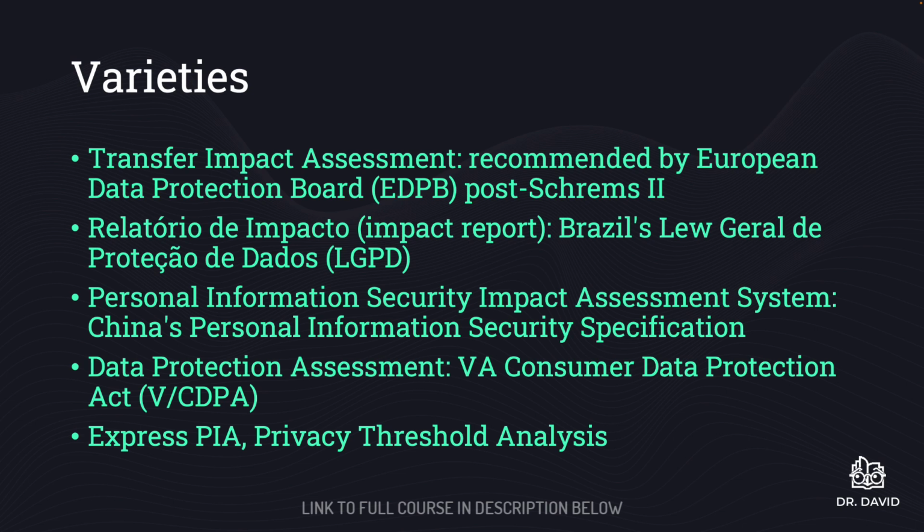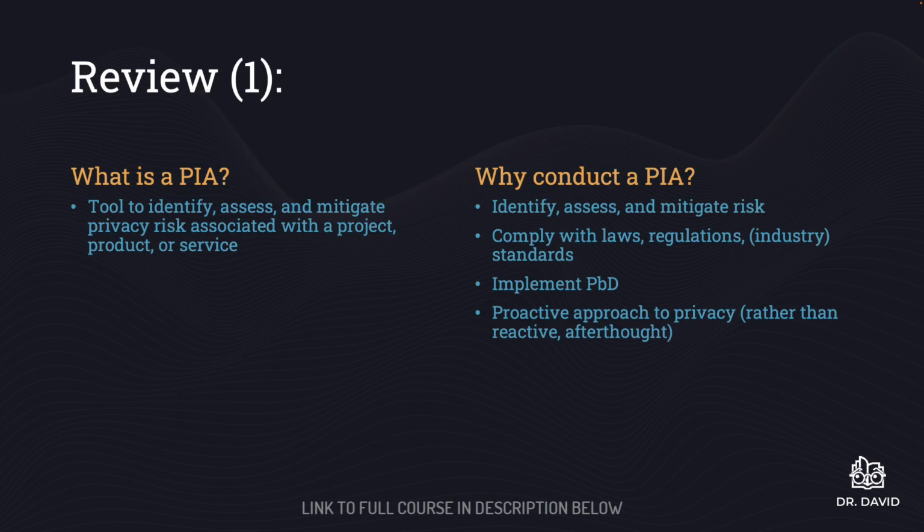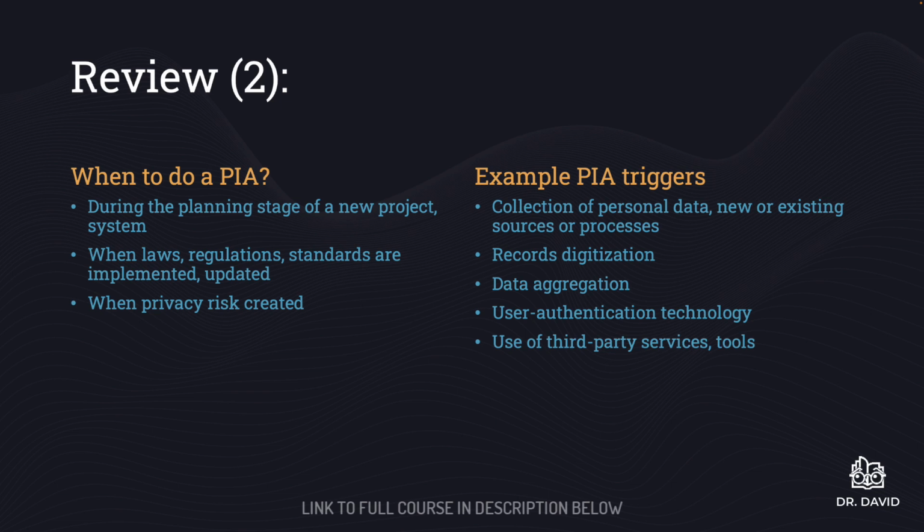In this lecture, we went over what a Privacy Impact Assessment, or PIA, is. A PIA is a tool or process used to identify, assess, and mitigate privacy risk associated with a project, product, or service. Again, we conduct PIAs to identify, assess, and mitigate risk, to comply with laws, regulations, standards, and policies, and implement privacy by design. We conduct PIAs during the planning stage of a new project or system, when laws or regulations are updated, or when new privacy risk is created.